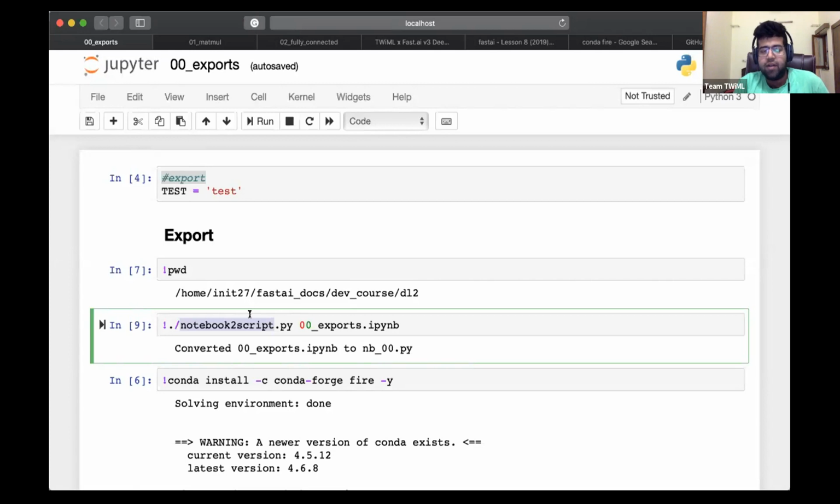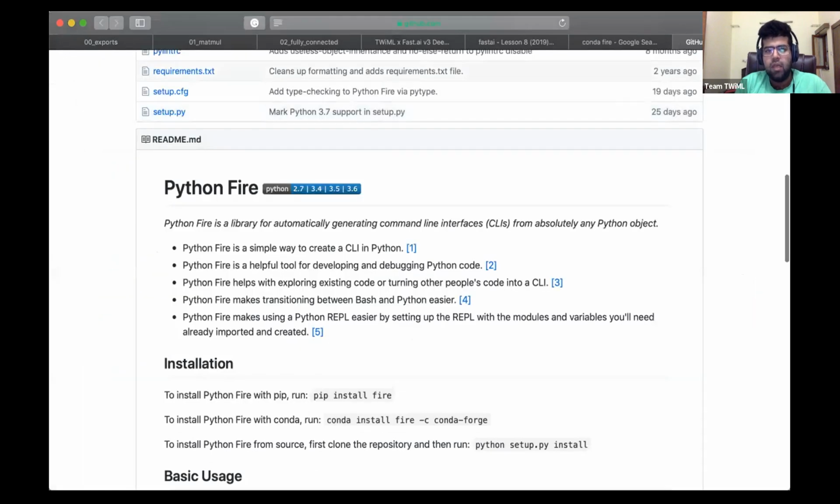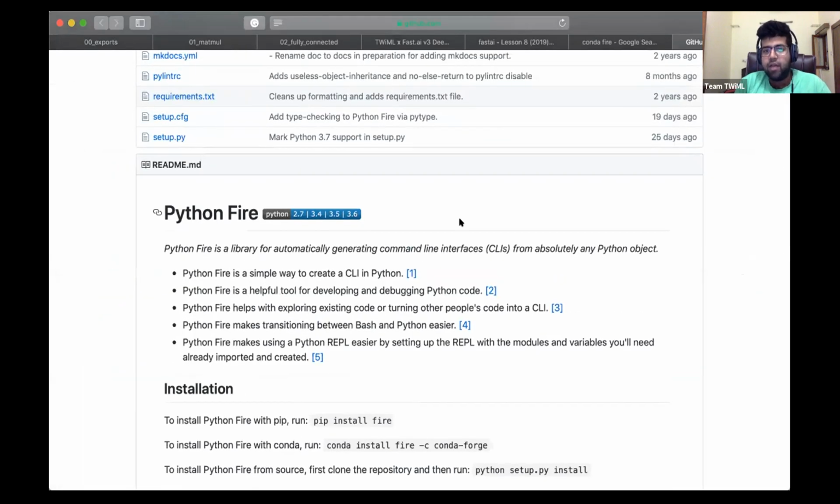In case you're interested, it's inside of the repository. You have to install this library called Fire, which is basically a helper library that allows you to run programs using CLI.